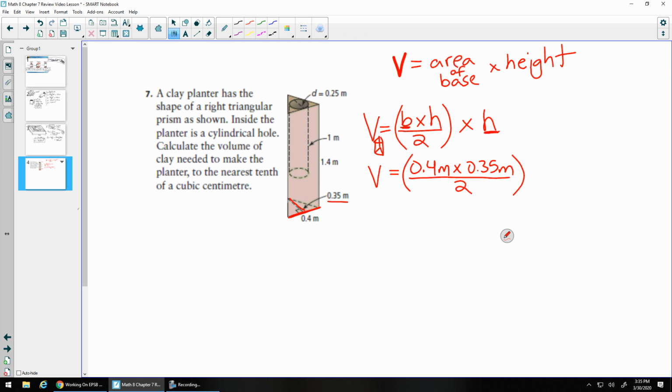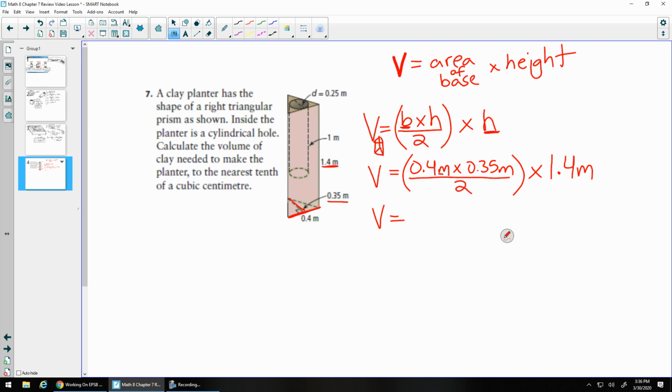Now we still need this multiplied by the height. The height of the triangular prism is the whole way along, which is signified by that measurement. So times 1.4 meters. So again, look, we have meters times meters times meters. That's going to give us meters cubed. So that's a good sign that we have the right number of meters in here. It's always good to write your units. Now I can solve this.